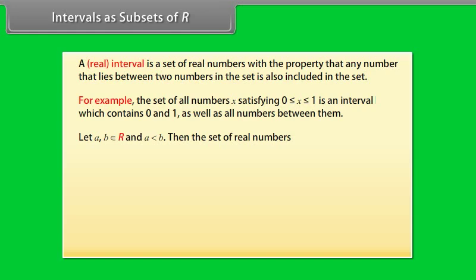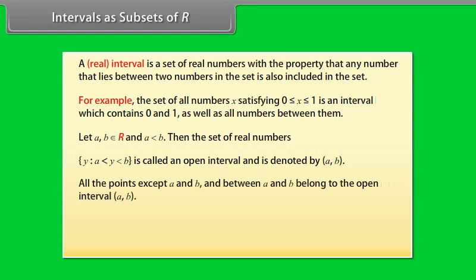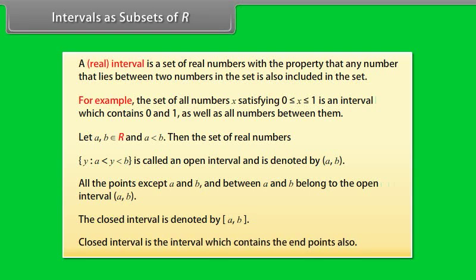Let a, b belong to R and a < b. Then the set of real numbers y such that a < y < b is called an open interval and is denoted by (a, b). All the points between a and b, except a and b, belong to the open interval (a, b). The closed interval is denoted by this symbol. Closed interval is the interval which contains the endpoints also.